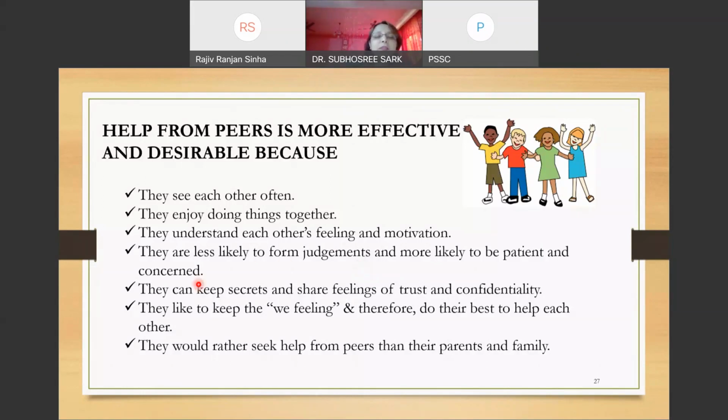Okay, they can keep secrets. Whose secrets? Your secrets. As a teacher's secret, they can share the feeling of trust and confidentiality. And when they win, it is the we feeling. The we. They would rather seek help from the peers than their families and friends.